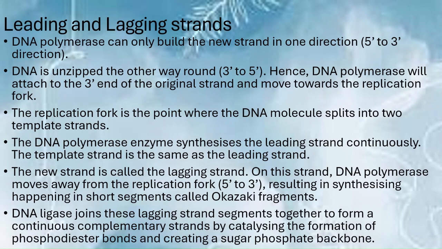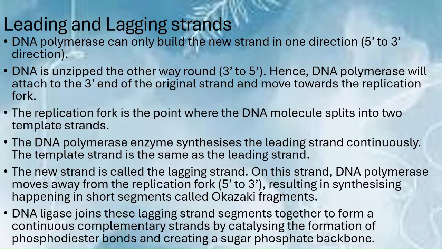Leading and lagging strands. DNA polymerase can only build the new strand in one direction, which is from 5' to 3'. DNA is unzipped the other way around, which is 3' to 5'. Hence, DNA polymerase will attach to the 3' end of the original strand and move towards the replication fork. The replication fork is the point where the DNA molecule splits into two template strands. The DNA polymerase enzyme synthesizes the leading strand continuously. The other new strand is called the lagging strand.